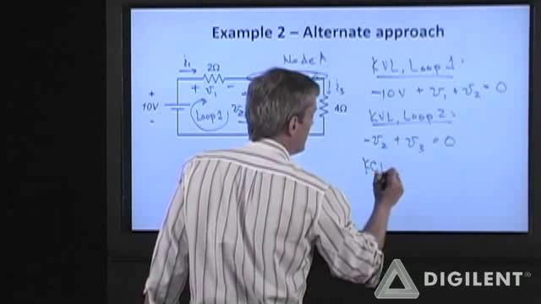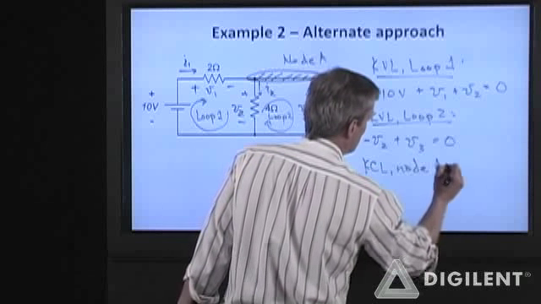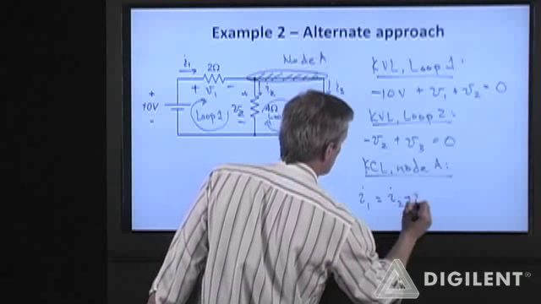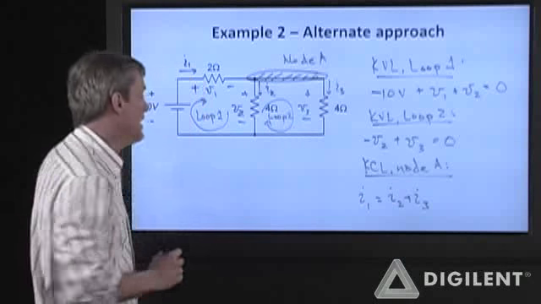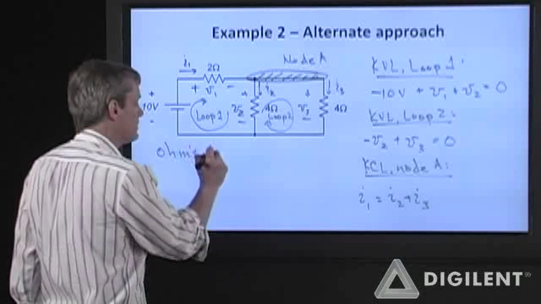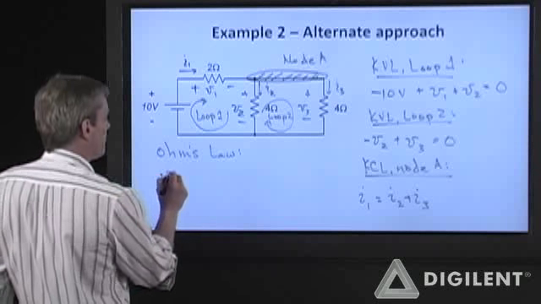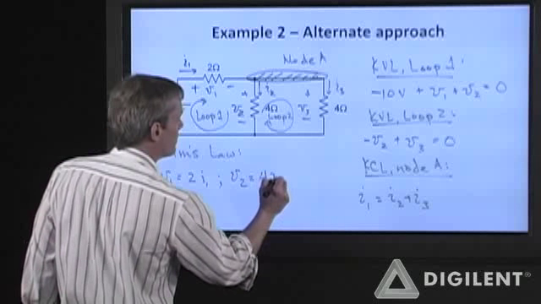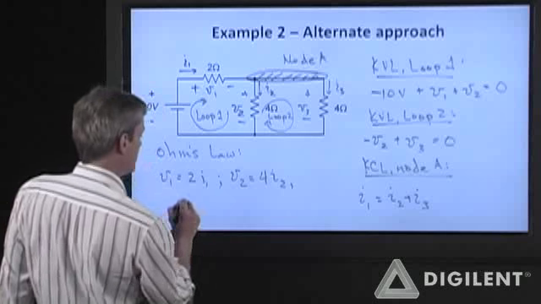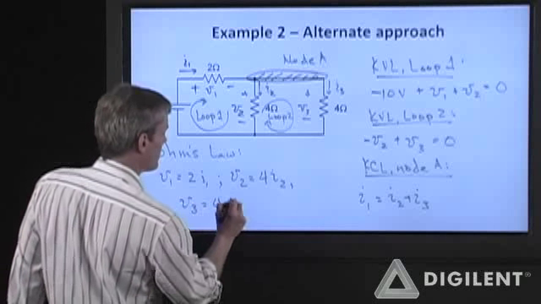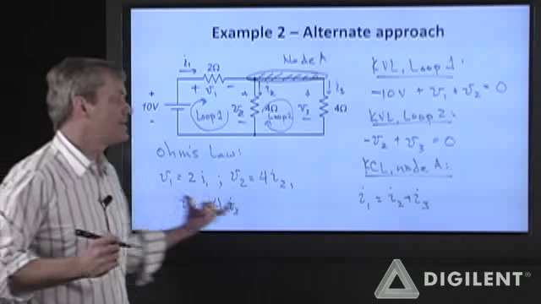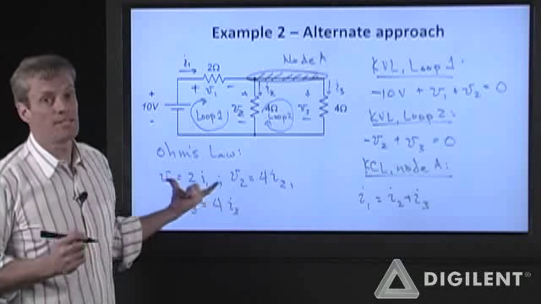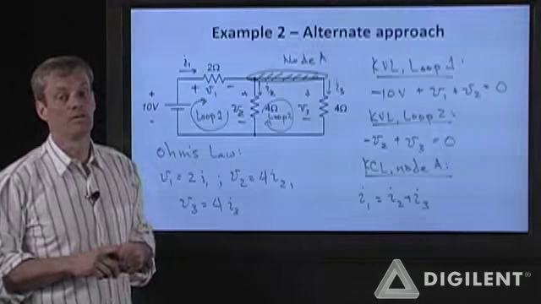So KCL, node A, that'll give me I1 is equal to I2 plus I3. Okay, and then I can apply Ohm's law to get V1 is equal to 2I1, V2 is equal to 4I2, and V3 is equal to 4I3. I still ended up with 6 equations and 6 unknowns. I can solve those to get the same solution that I got before.